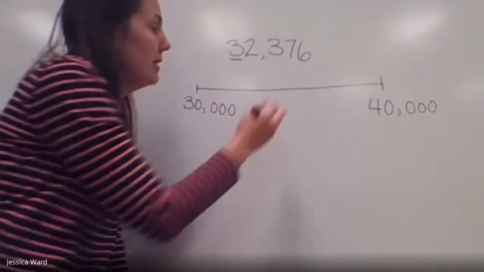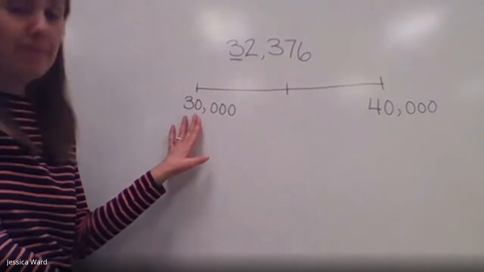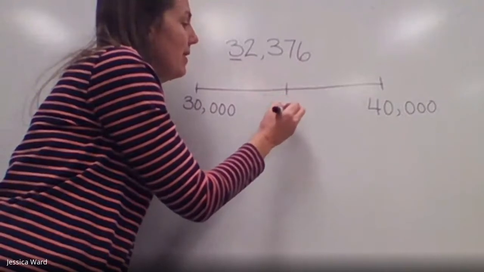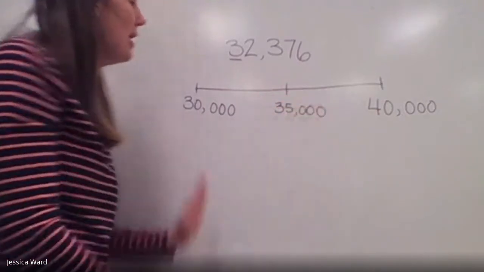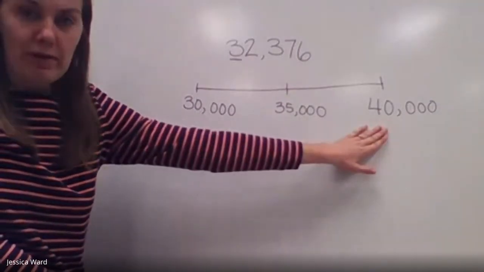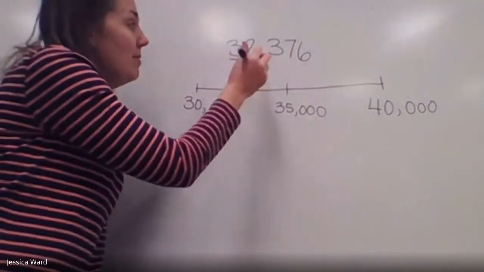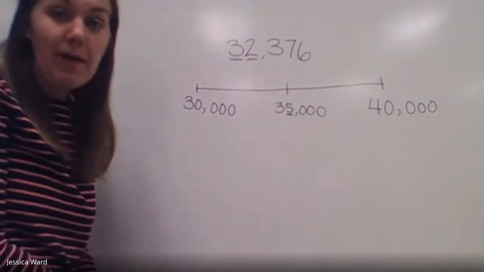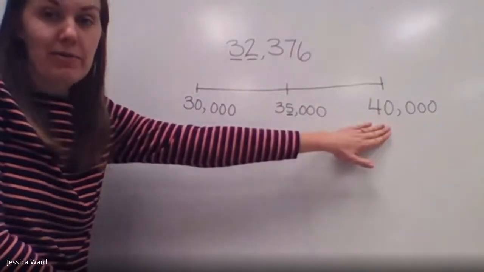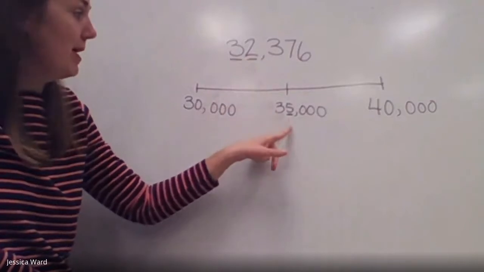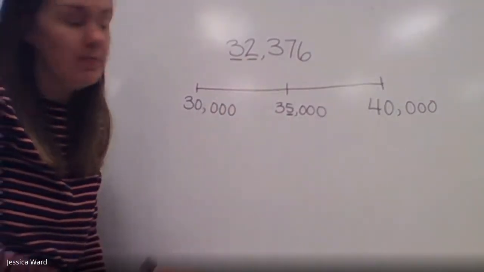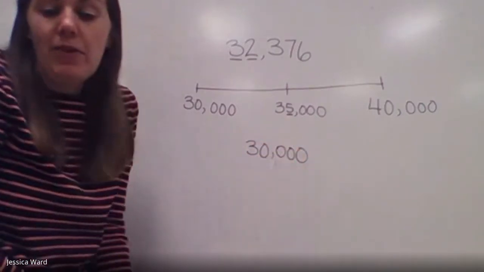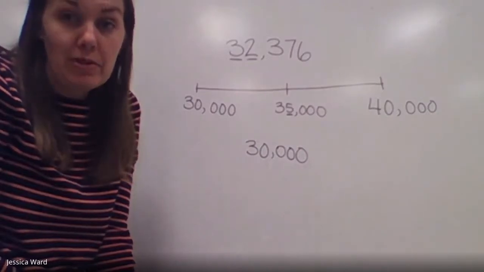Now my halfway point again is going to be 5 or more in the next place value. So in the thousands place, I'm going to have a 5. Now I have 35,000 is halfway between 30,000 and 40,000. So now if I look to my number, in the thousands place, I have a 2. I need to have a 5 or more to round up to 40,000. 2 is less than 5. So my number is going to round down. It's going to round to 30,000 if you round to the nearest 10,000.